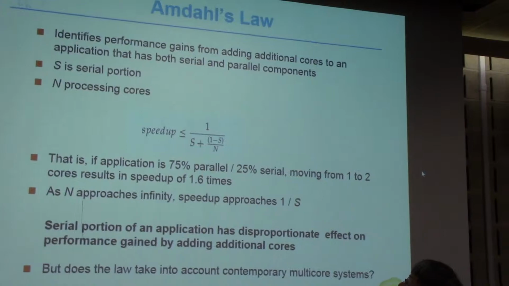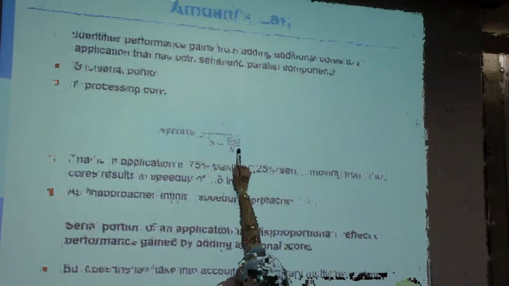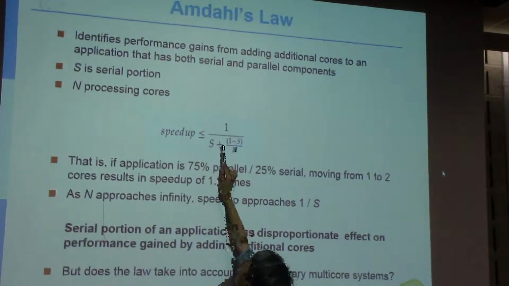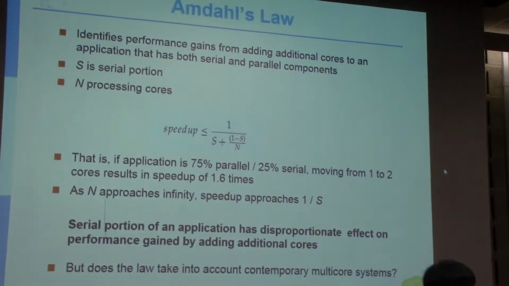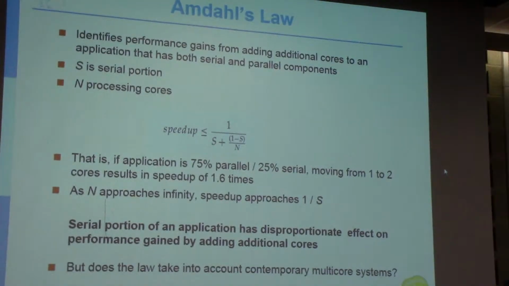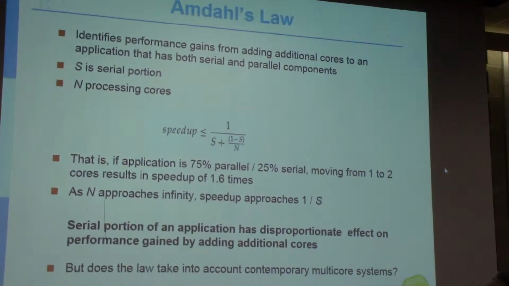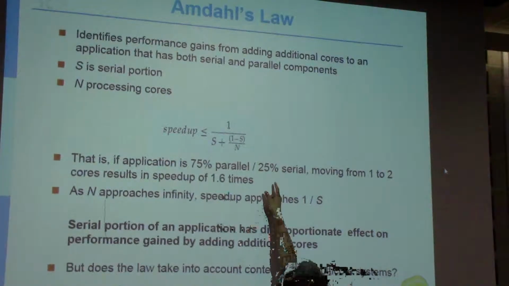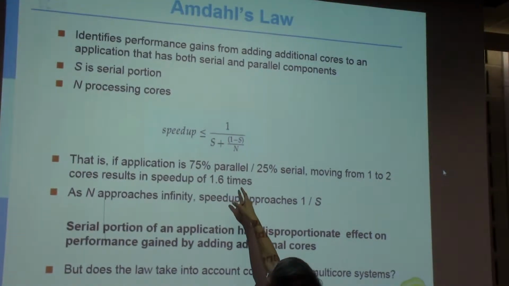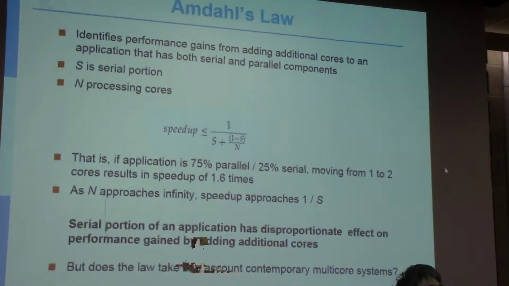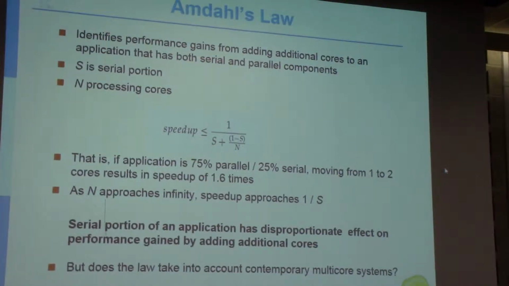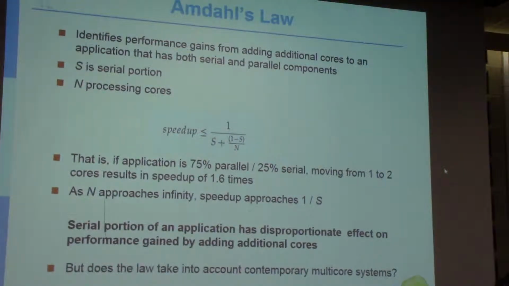So in the ideal case, which means we have unlimited CPU resource, even in the ideal case, unlimited means this part will go to 0, right? So it's 1 over S, which means it's the inverse of the serial portion. For example, 25% is 1 over 4, which means 4 times. Even though you have unlimited CPU resource, you can get only 4 times speedup in parallel programming. That is Amdahl's law.